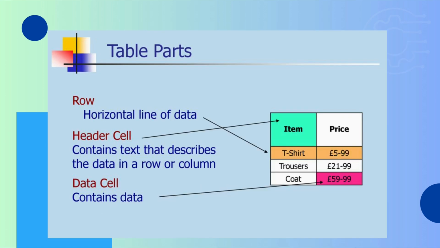Next, we have table parts. As mentioned, first we have row. Row is a horizontal line of data. As you can see here, it's a horizontal line of data. Next, we have the header cell. Header cell contains the text that describes the data in a row or a column. Next, we have the data cell. Data cell contains the data.